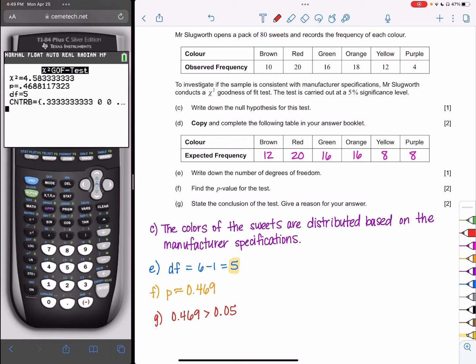So anytime our p-value is higher than the significance level, then we are going to fail to reject the null hypothesis. So based off of this, I know I'm going to say that we're going to accept the null hypothesis, and we know that we're going to say that it's insufficient evidence or not enough evidence to reject the manufacturer's specifications. And anytime they talk about evidence, they are referring to the p-value versus the significance level.